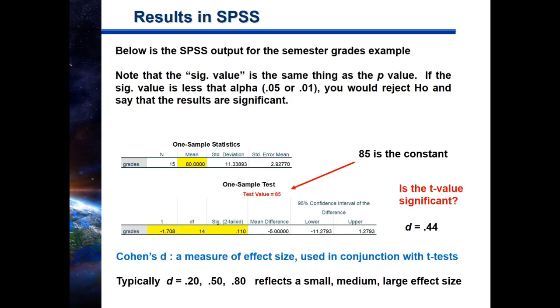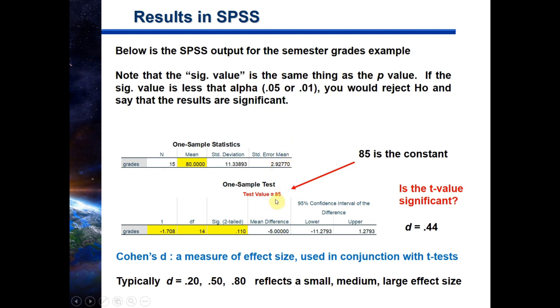Let's say that we ran the data for the semester grades question using SPSS. I want to show you what the output would look like and how you interpret it. So there's a couple of things here. This very first box has some useful information because it tells you the sample size, the mean of the sample, standard deviation, and the standard error of the mean.